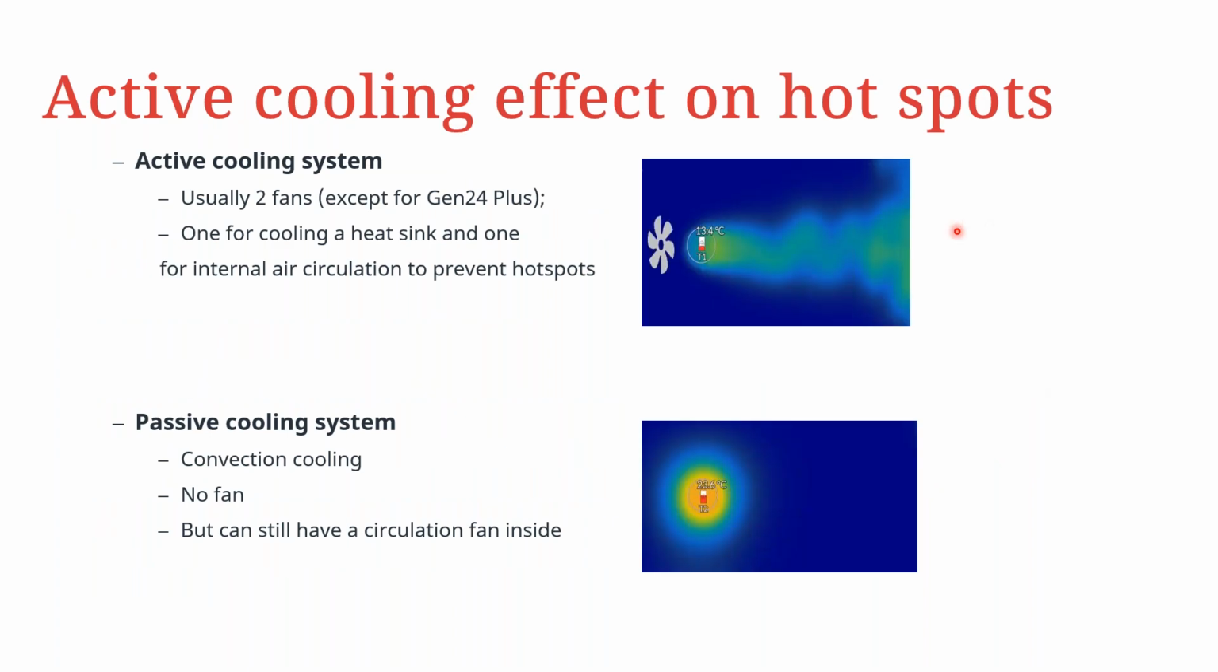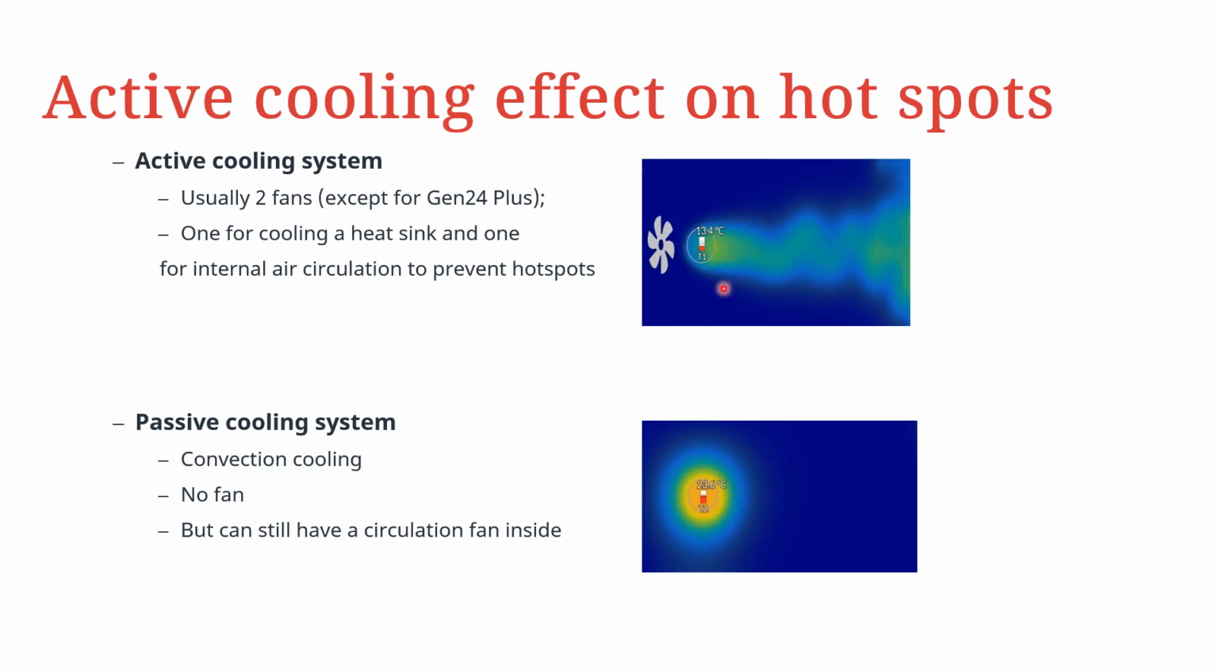So one of the things that has to be avoided within an electronic device, such as an inverter, is the creation of hotspots. So what is the effect of active cooling on these hotspots? When you have active cooling, like you said for the snap inverters, it's a similar concept also for the Gen24s. The only difference is the number of fans. You would normally have one fan for cooling the heatsink and another one internally within the inverter to make sure that air inside the inverter is circulated. And this prevents the creation of hotspots.